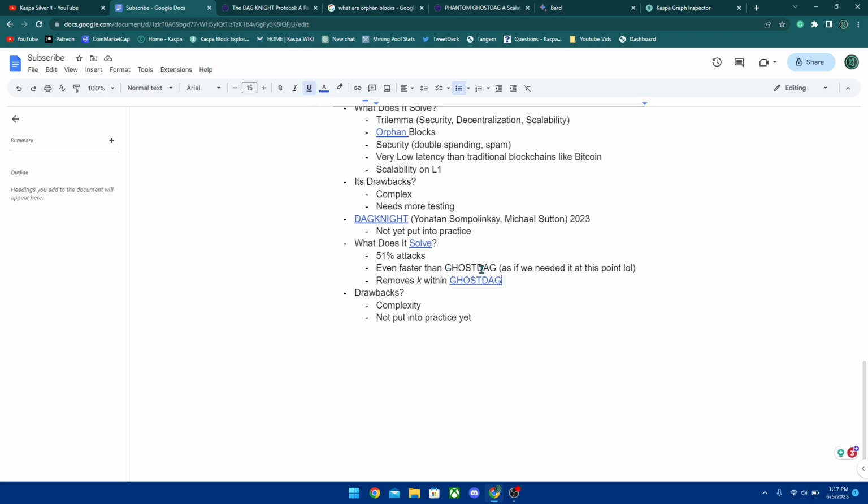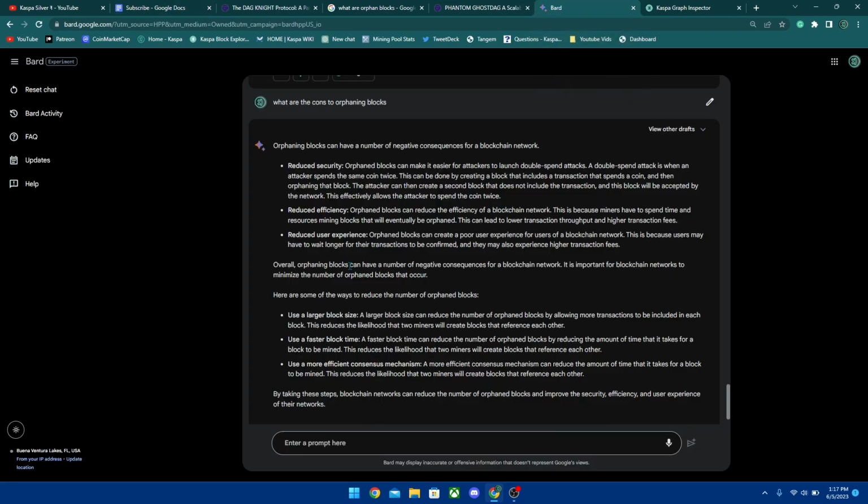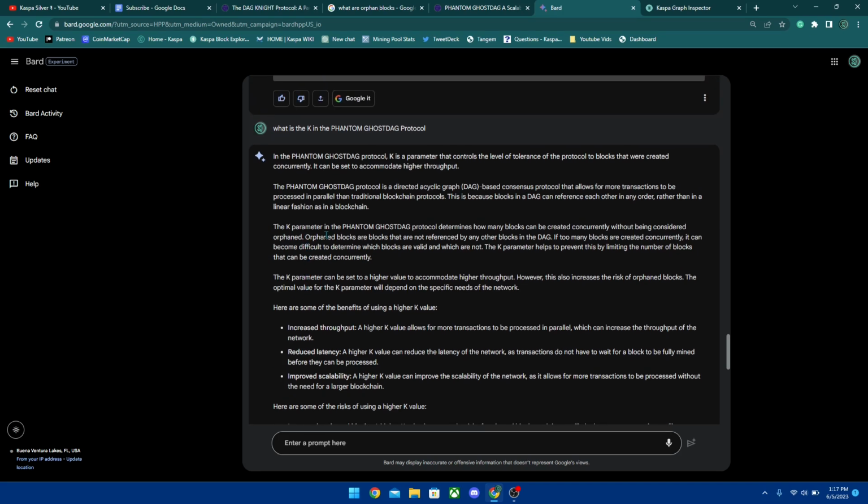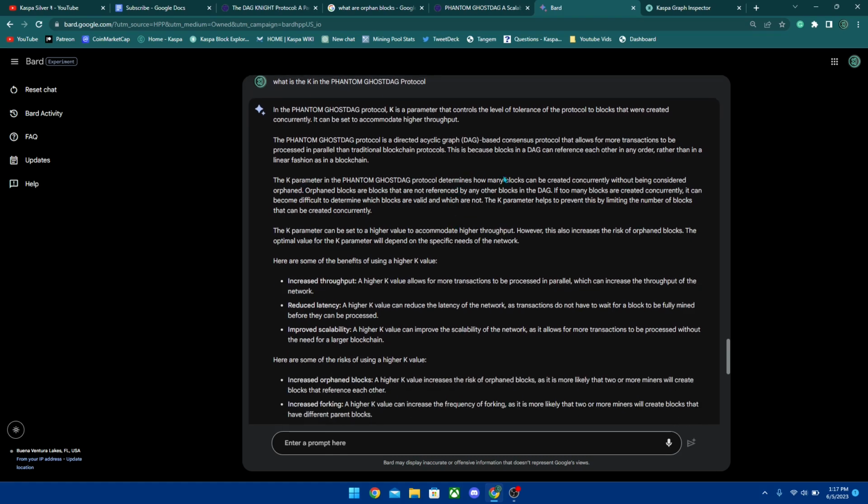Again, I'm going to use Bard, and of course Bard is not going to be fully completely accurate, but this is what it says if you were to look up on Bard what exactly the K is in the DAG Knight protocol and what it's actually taking out. So the K parameter in the Phantom GHOSTDAG protocol determines how many blocks can be created concurrently without being considered orphaned. Orphan blocks are blocks that are not referenced by any other blocks in the DAG. If too many blocks are created concurrently, it can become difficult to determine which blocks are valid and which are not. The K parameter helps to prevent this by limiting the number of blocks that can be created concurrently.